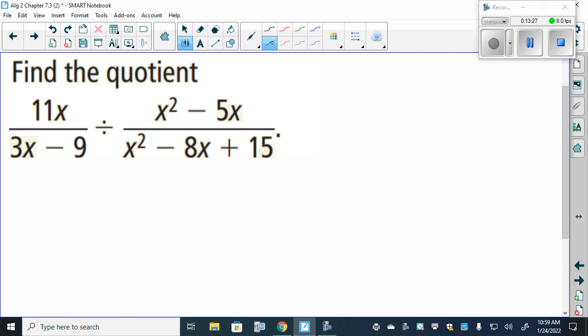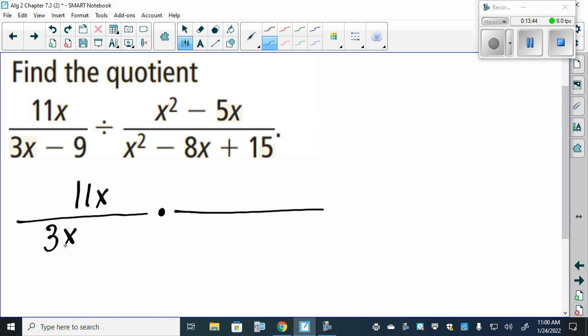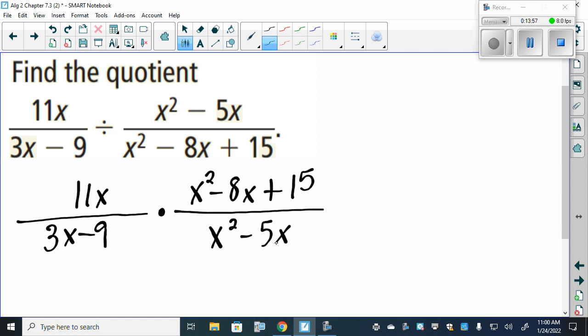So when we look at any of these here, the first thing we can do is what? Change it to multiplication and flip it. So at the division, we're really changing it from division to multiplication and flipping the second. So the first we'd have 11x over 3x minus 9. In the second one, we're going to have x squared minus 8x plus 15 over x squared minus 5x.